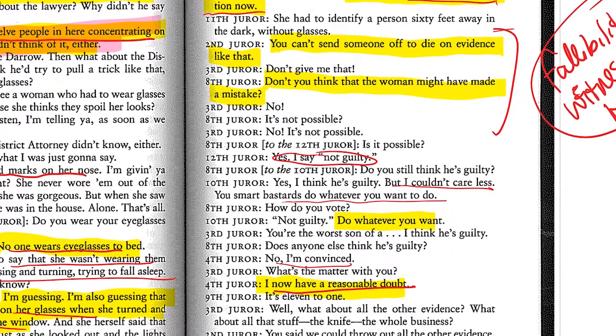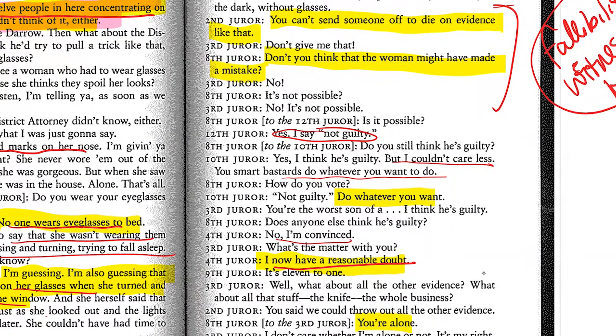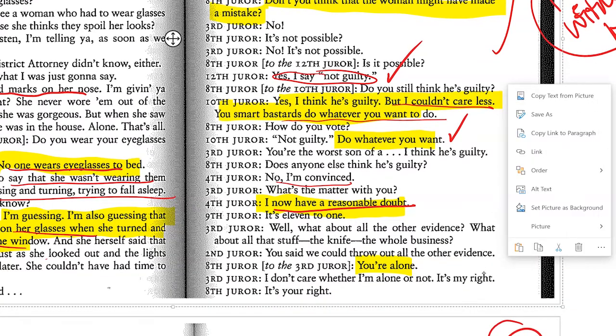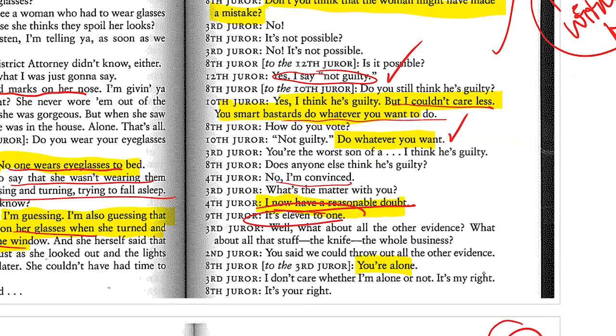And they go, the 12th juror changes his vote again, not guilty. The 10th juror says, not guilty, do whatever you want. He says, I still think he's guilty, but I don't care, do whatever you want. And so he changes his vote to not guilty. The 4th juror says, yes, I now have a reasonable doubt. It's 11-1. And the 3rd juror is the last one who is holding out.